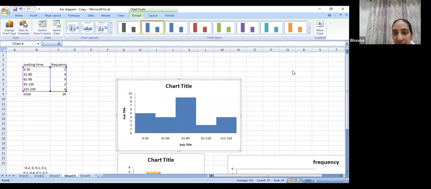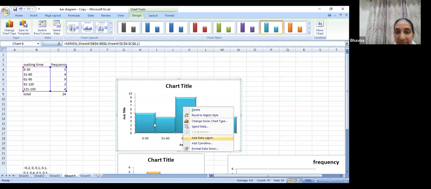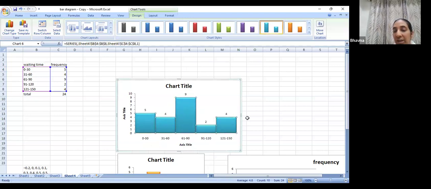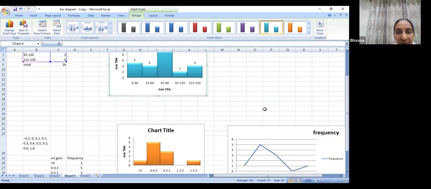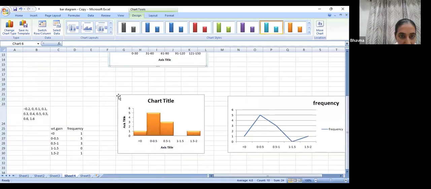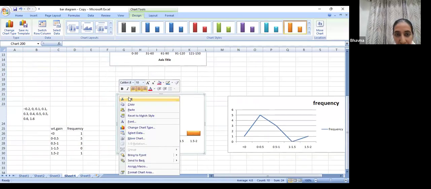Now we can change the colors of the histogram. Then now I want to draw data labels. I will add data labels and see, this is the frequency of each bar. Fine. So this is what you do. Now I just want you to see this example of the weight gain in pups.